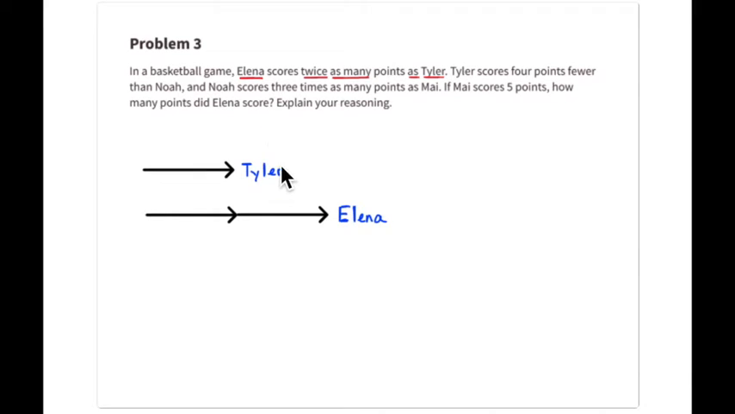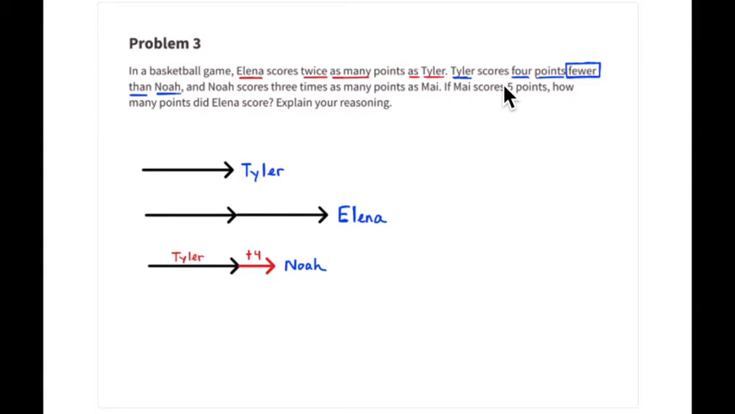So you start out, Elena scored twice as many points as Tyler. So just draw an arrow. This is Tyler's number of points. And Elena scored twice that many. So draw 2 arrows. That's twice. That represents twice as many points as Tyler scored.